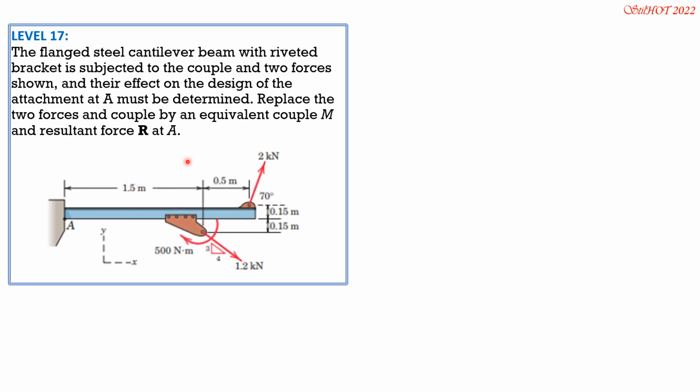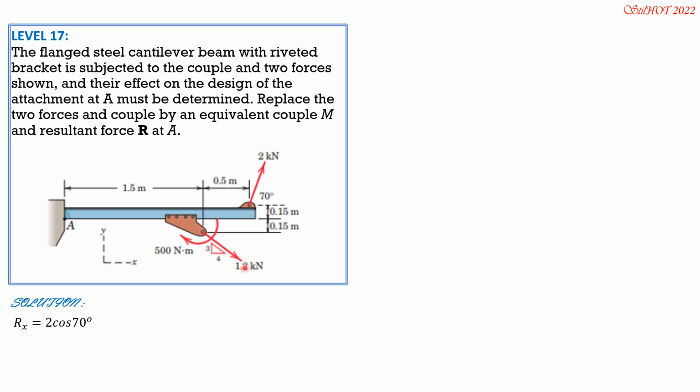So we replace the system with an equivalent force couple system, and the couple is denoted by M, transferred at A. So simply we compute for Rx. Rx, beginning with the 2 kN load, it is pointing up to the right. The X component of 2 kN is 2 cosine 70. So Rx is 2 cosine 70.